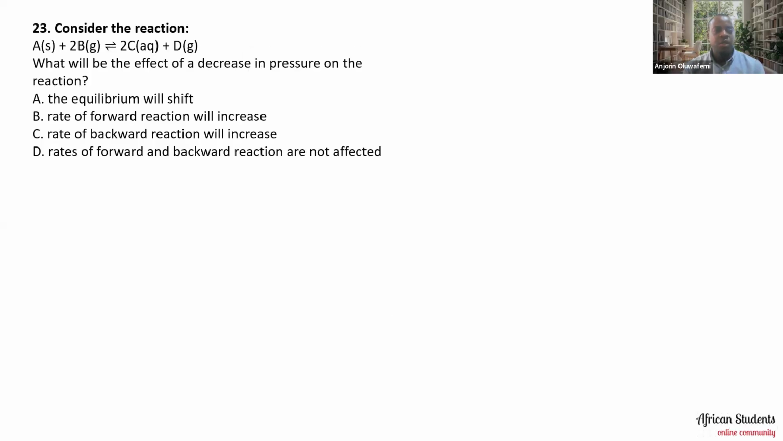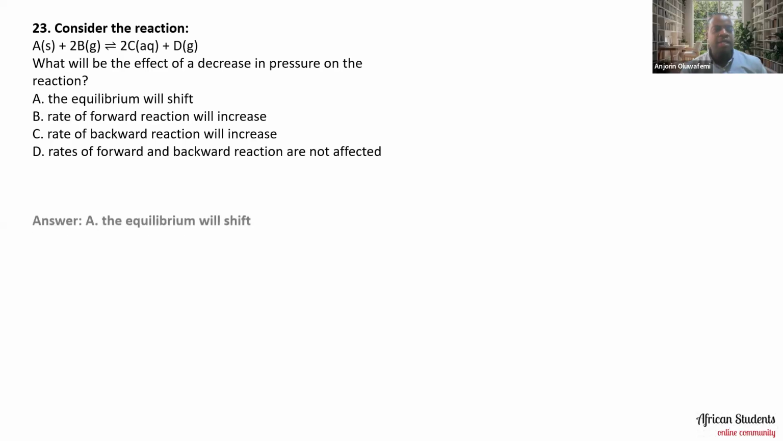Consider the reaction: A in the solid state plus 2B in the gaseous state is a reversible reaction to give us 2C, which is aqueous, plus D in a gaseous state. What will be the effect of a decrease in pressure on the reaction? Is it A, the equilibrium will shift, B, rate of forward reaction will increase, C, rate of backward reaction will increase, or D, rate of forward and backward reactions are not affected? So which is the right option for us here? Please let me know in the comment section which you feel is the right option here.